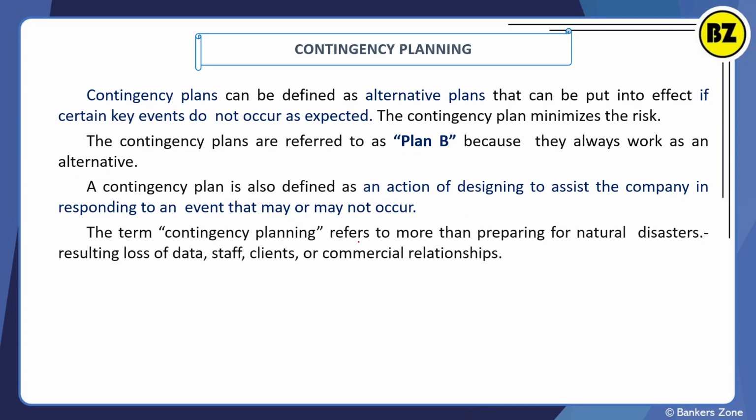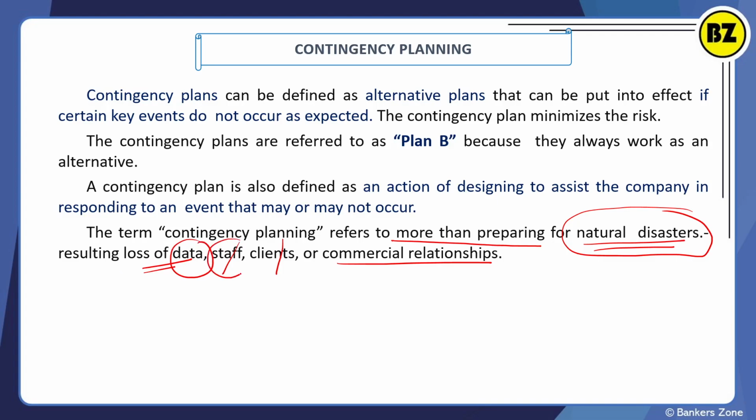Now contingency planning refers to more than preparing for natural disaster. So mainly contingency plans are for natural disaster. Okay, for example, due to a natural disaster, say an earthquake or a thunderstorm, right? So loss of data may happen, staff may not be able to come to the offices, clients may not be able to communicate, right? Or any commercial relationship. So there may be a loss of data, or some staff may not be able to continue to work due to that disaster. Some clients you may lose, some commercial relationships you may lose. So these are what?